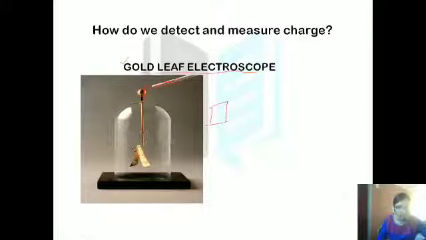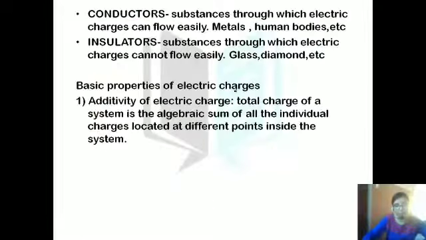So by seeing the divergence we can say that the body which is brought near is a charged body. And if the charge is more, the divergence produced will be more and more. That means these gold leaves will move more and more away from each other. Clear? So this is how we detect and measure charges with the help of the gold leaf electroscope.